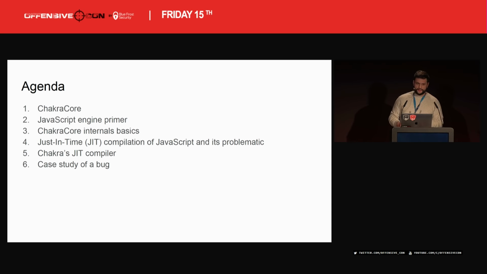So the agenda for today: I'll quickly, in one slide, introduce what ChakraCore is. Then we'll do a primer about JavaScript engines. If you have no experience with that kind of program, I think it will be good. Then we'll do some ChakraCore internals, and then we'll dive into the meat of the subject, which is just-in-time compilation of JavaScript, why it's a complicated thing to do, and then we'll talk about Chakra's JIT compiler specifically, and then we'll analyze and walk through an exploit I wrote for a JIT bug that led to remote code execution.